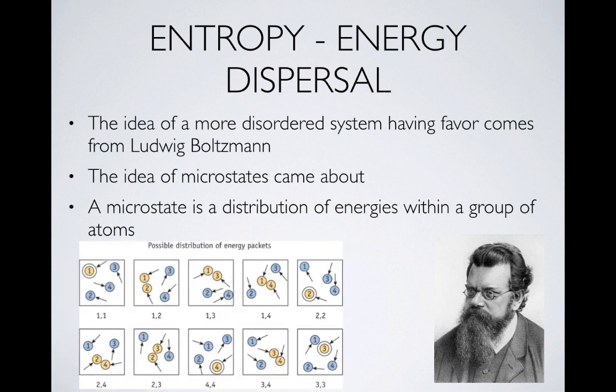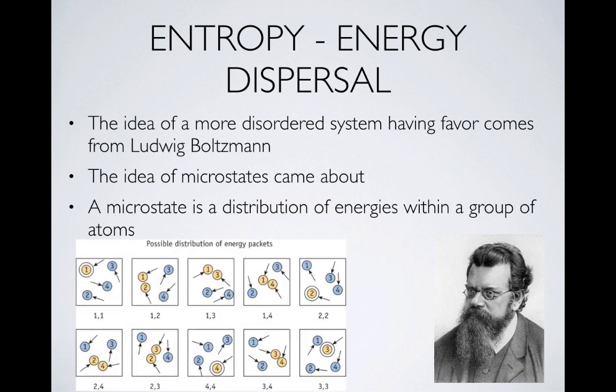If we take a look at a picture here of what that looks like, we have 4 particles and 2 energy packets that can be distributed among them. In this first one, where we see 1, 1, we've got both energy packets on a single atom. In the next one, 1, 2, we've got 1 energy packet on atom 1 and 1 energy packet on atom 2. We can do 1, 3, we can do 1, 4, we can do 2 and 2, 2 and 4, etc.